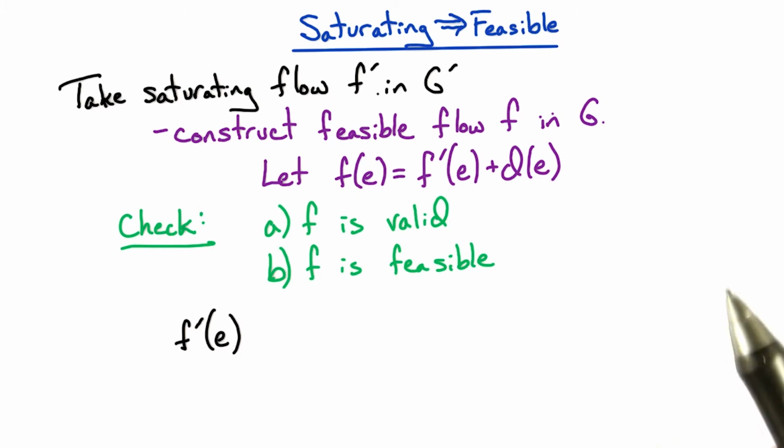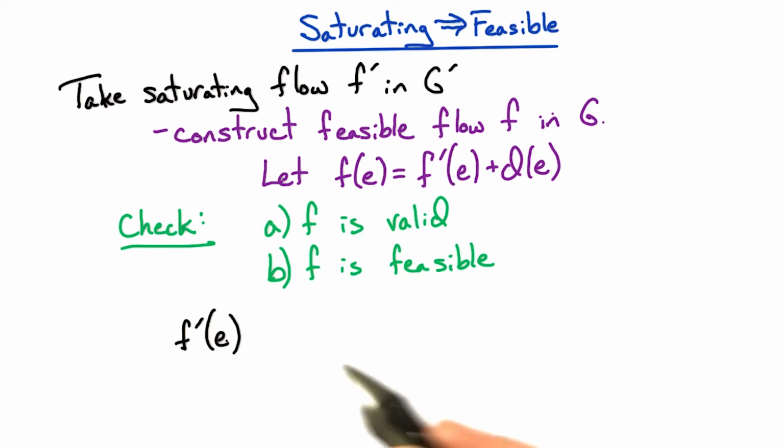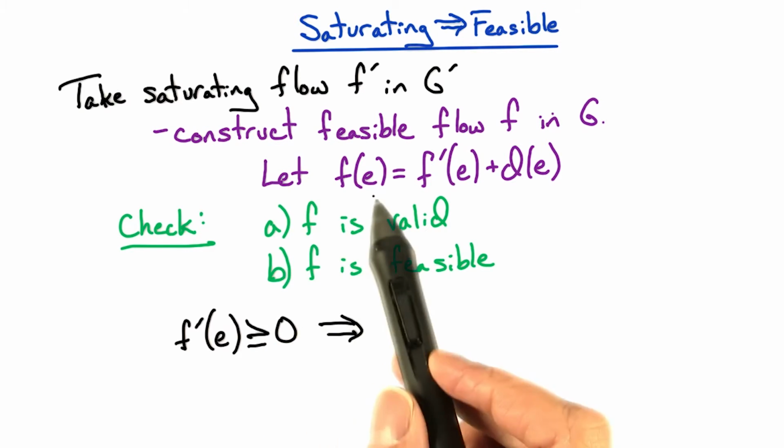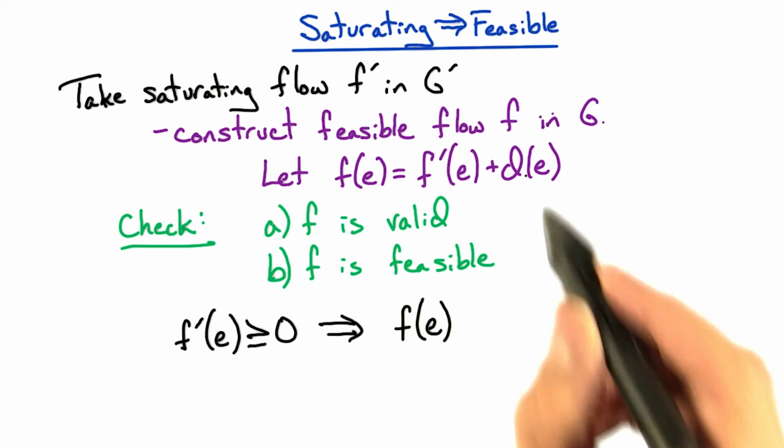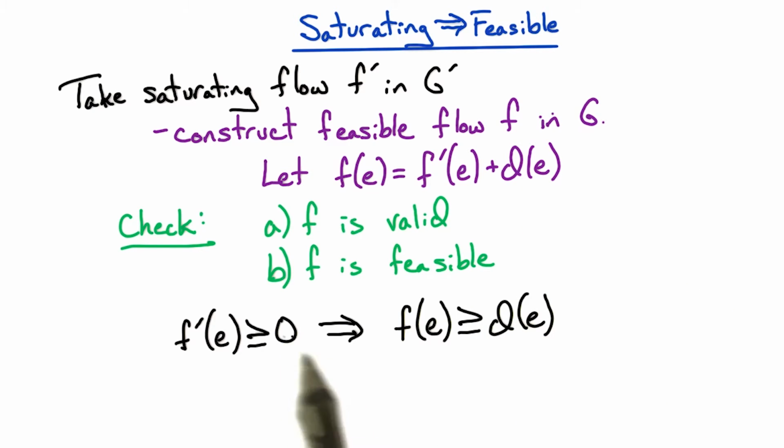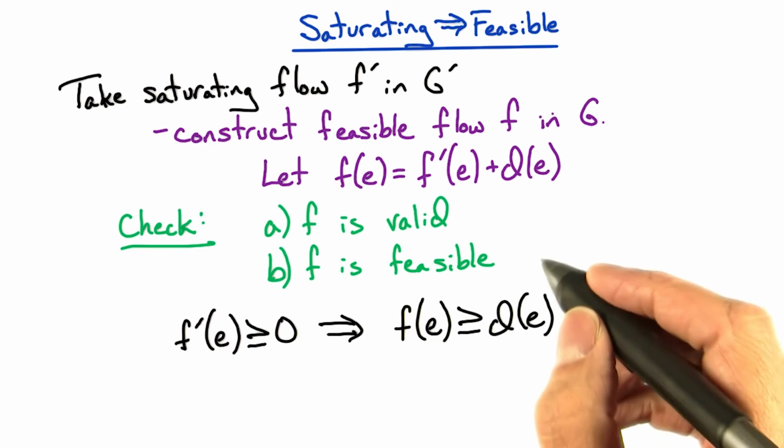Now F' is a flow. What does that mean for the flow along a particular edge E? It's got to be non-negative. So what does that imply about this flow F that we just constructed? Well, then the flow F along the edge E is at least D of E. Zero flow corresponds to D of E flow. And since the flow is non-negative, that means these flows F satisfy the demand constraints, so F is feasible.